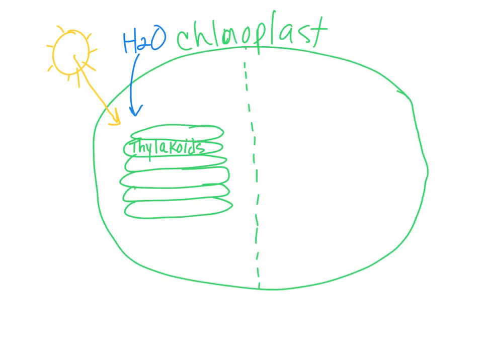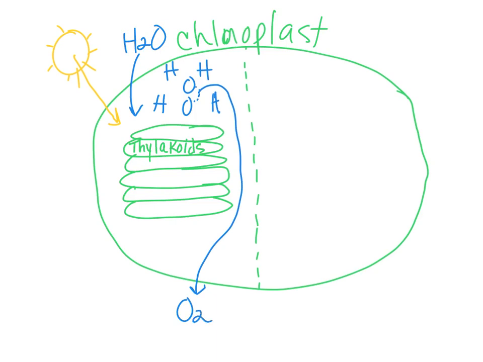When that sunlight hits the chlorophyll and there's water present, it's going to break that H2O into H's and O's. Now these two oxygens, because they love to be together, are going to join up and leave this system. And this is our first product of photosynthesis, and that's oxygen gas that gets pushed out.